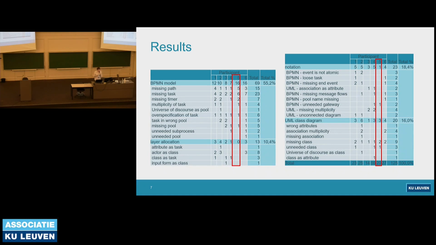However, their model was very small, very incomplete, which you can see also because 16 out of the 20 mistakes that they made are related to missing elements. So this, although it at first sight looks like a good model, can actually be seen as not a very good model.